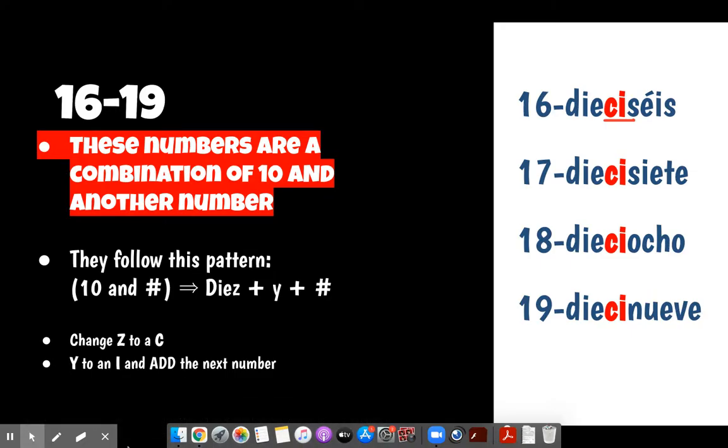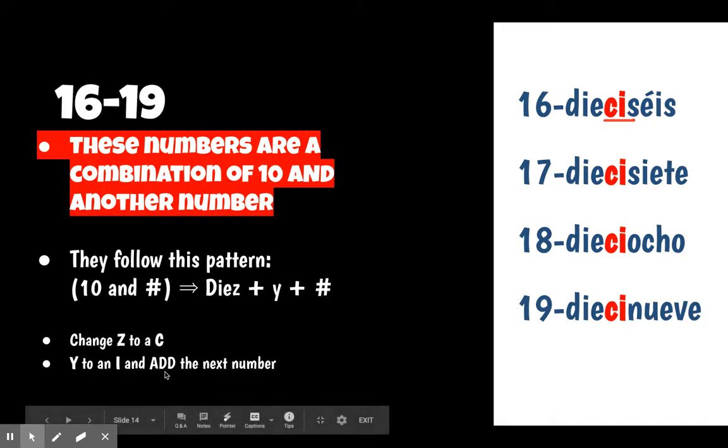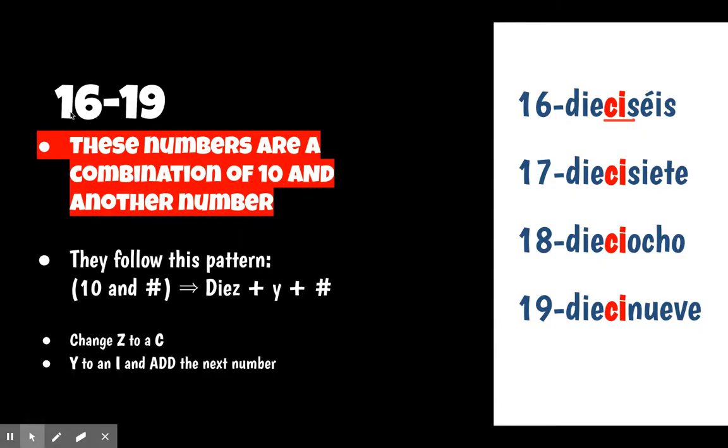16 to 19. These numbers start to follow a pattern. These numbers are a combination of 10 and another number. So you do not need to write these notes down. You need to write the numbers down, but it is good to know about these. They follow this pattern: 10, the word "and," and then whatever number it is. So it's diez, y, whatever your number is.